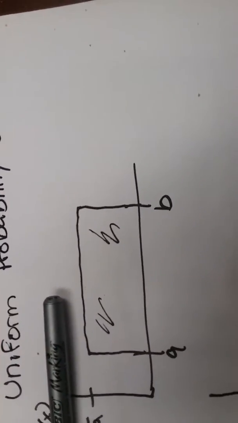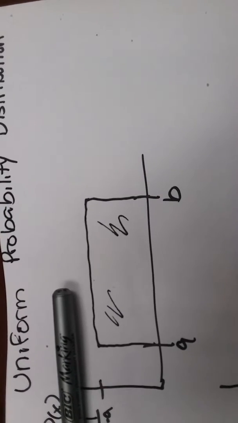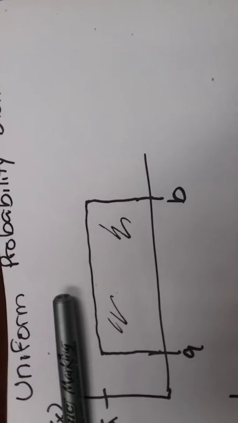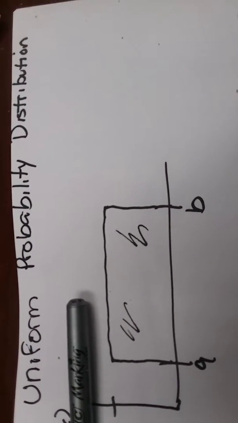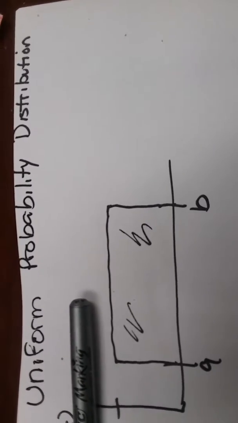Okay, welcome to Chapter 6. Chapter 6 is on continuous probability distributions. Right now we're going to be working on the first one, the uniform probability distribution.